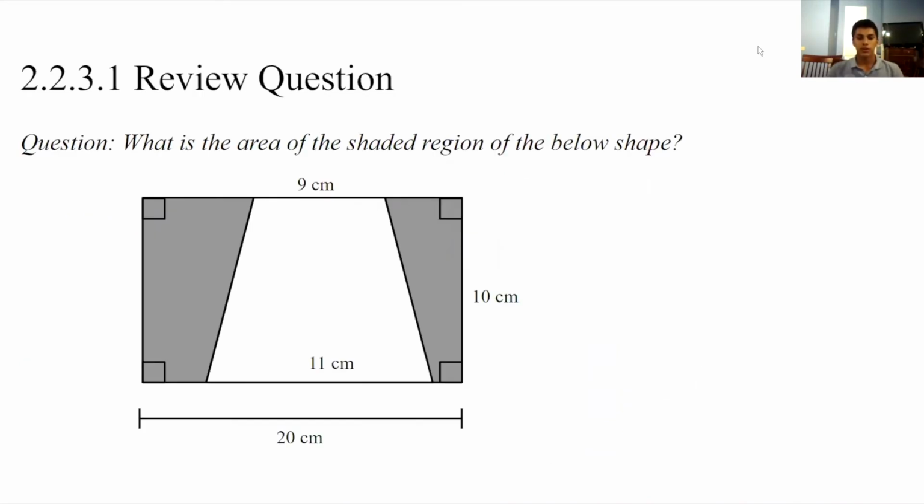So now we'll try a review question regarding the area of different shapes. If you want to try it, I'll give you a few seconds to pause the video and then I'll explain the answer.